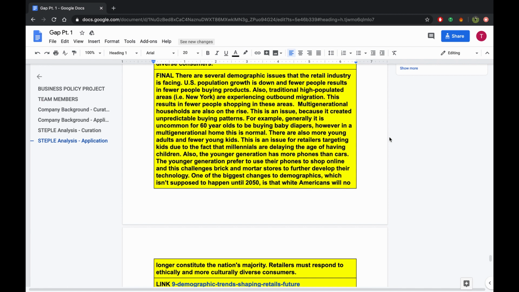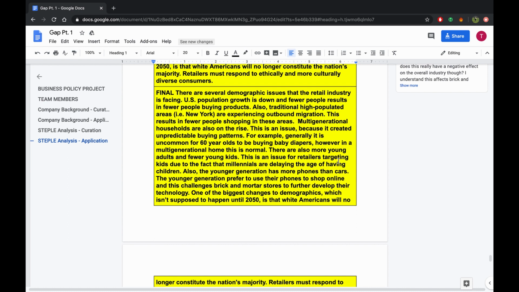Another demographic issue is children's clothes sales. The millennial generation has been putting off having children more than previous generations, so children's clothes sales are down because there are fewer children. This demographic issue affects retailers in that younger generations prefer to use their phones and shop online, which presents a challenge to brick-and-mortar retailers who haven't quite developed online marketplaces.